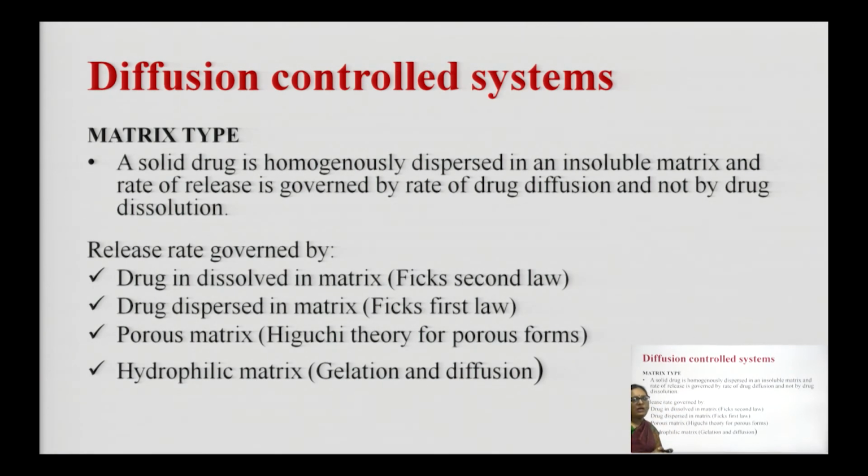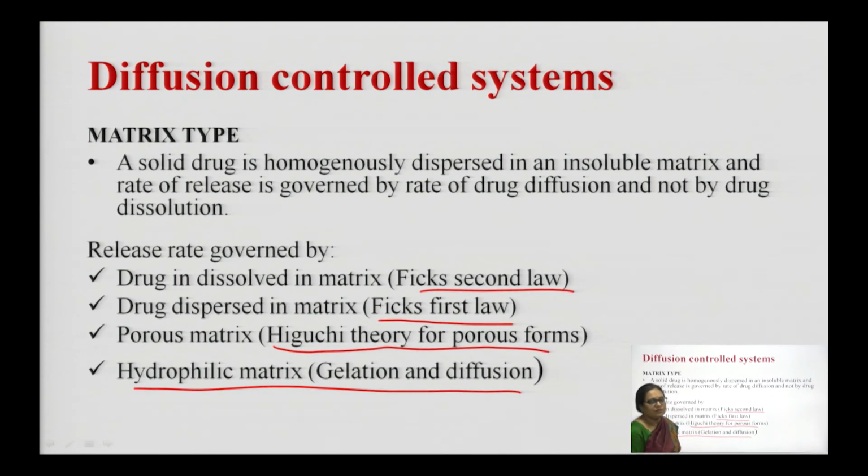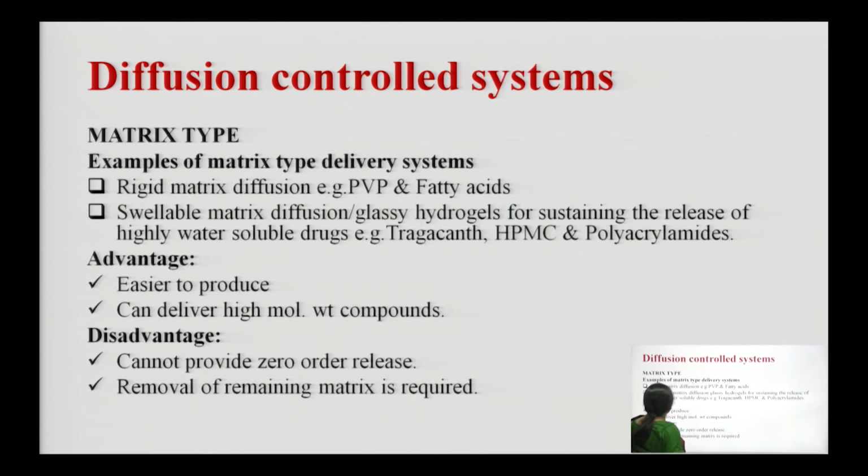For example, if a drug is dissolved in the matrix, then the rate of release is given by Fick's second law of diffusion. If the drug is insoluble and it is dispersed in the matrix, it can be expressed with the help of Fick's first law. If the matrix happens to be porous, then it will exhibit Higuchi's release, and if the matrix is hydrophilic, then it will exhibit release by gelation and diffusion mechanisms. So, these 4 different types of release can be observed with diffusion controlled matrix drug delivery systems.